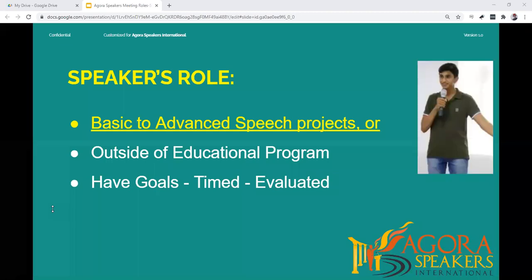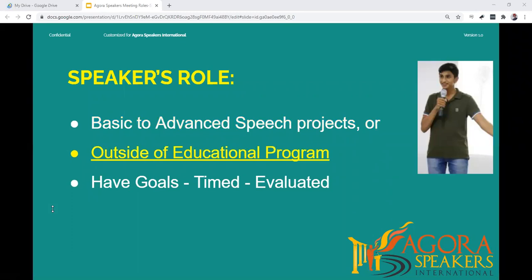Normally, a speaker delivers a speech according to the instructions and goals described in the different projects of the educational program. All speakers must start with projects from the basic educational path, do all the projects in order, and after they have finished them, they can continue on to any of the advanced paths.